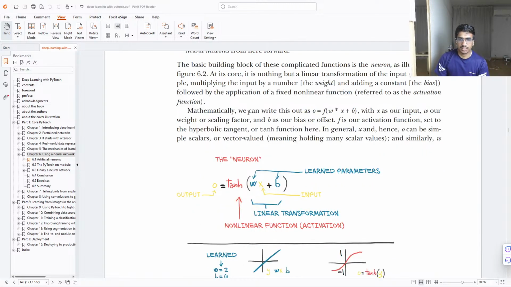Mathematically, we can write this as o = f(w * x + b), with x as the input, w as the weight or the scaling factor, and b as the bias or offset. f is our activation function, set to the hyperbolic tangent, the tanh function here. In general, x and hence o can be simple scalar or vector values, meaning holding many scalar values.